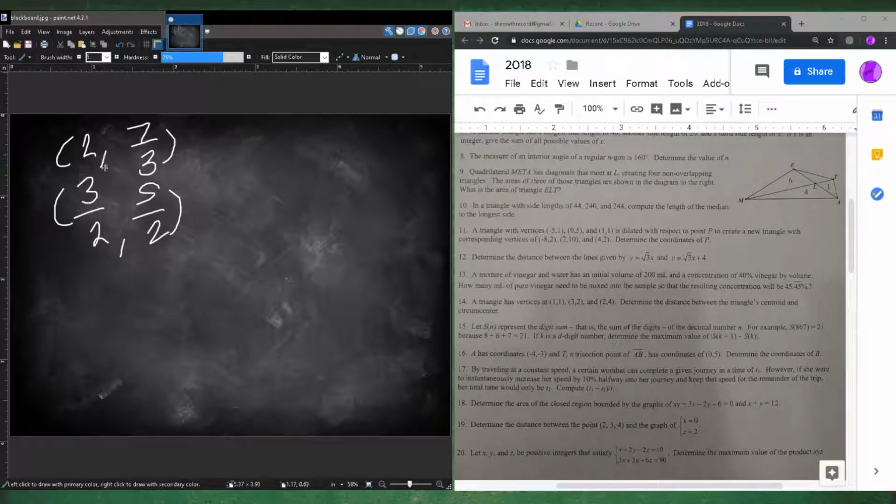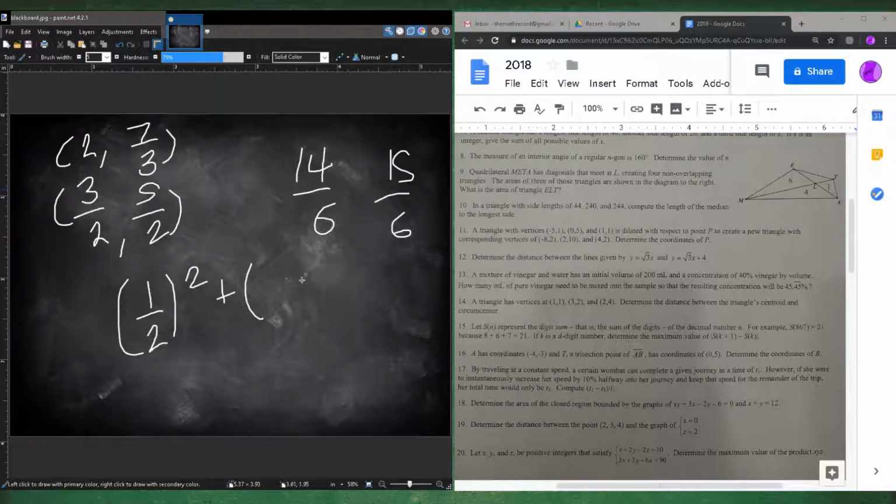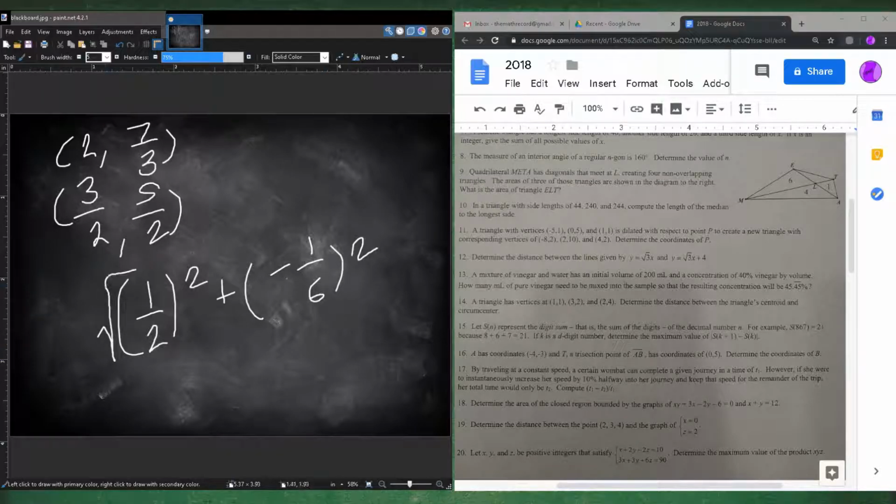So basically it's 2 minus 3 over 2, which is 4 over 2 minus 3 over 2, so that's just 1/2. And then you square that, plus the difference between the y's: 7 over 3 minus 5 over 2. Multiply by 2, so that's 14 over 6, and multiply the other by 3, that's 15 over 6. So that's negative 1/6. Negative 1/6 squared. And then we have to take the square root of this entire thing to get the distance.